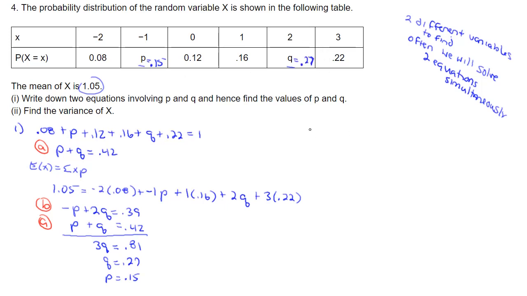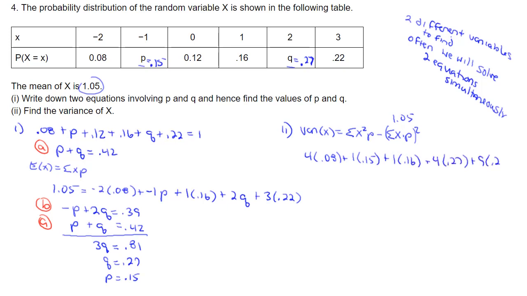where they want us to find the variance of x, and the variance is the sum of all the x's squared times their probabilities minus the expected value squared, which in this case they've already given to us. We know that the expected value is 1.05. So all we've got to do is take our x's, square them, and multiply them times their probabilities, and then subtract 1.05 squared. And what we're going to end up with is 2.5875. And that's all she wrote for this one. Let's go on to the very last one.